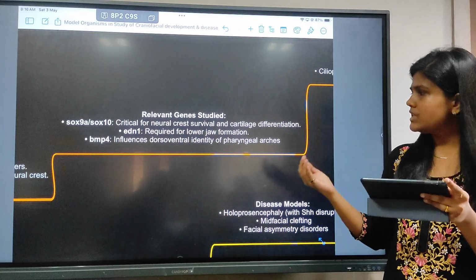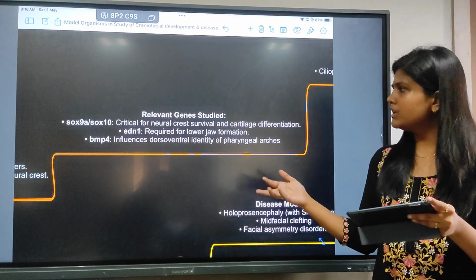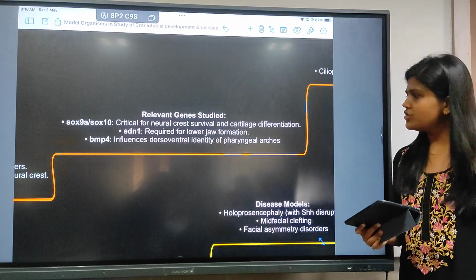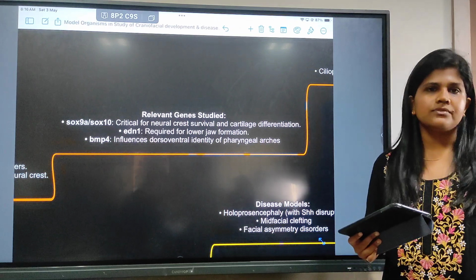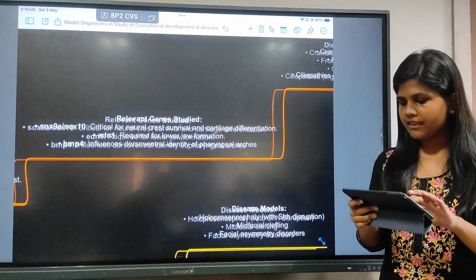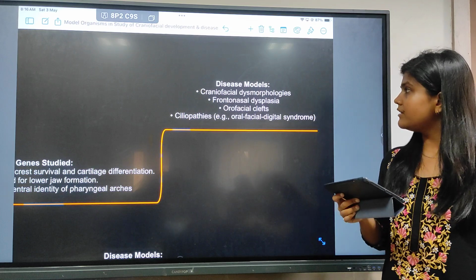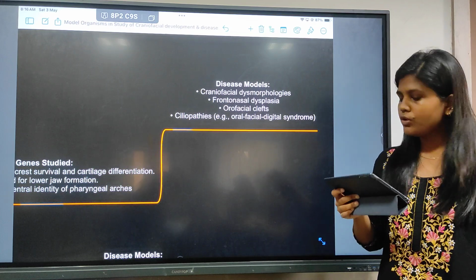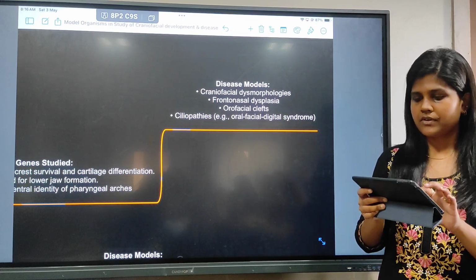The relevant genes studied so far are sox9a and sox10, critical for neural crest survival and cartilage differentiation, EDN1, required for lower jaw formation, and BMP4, which influences the dorsoventral identity of the pharyngeal arches. The disease models developed include craniofacial dysmorphologies, frontonasal dysplasia, orofacial clefts, and ciliopathy, such as orofaciodigital syndrome.